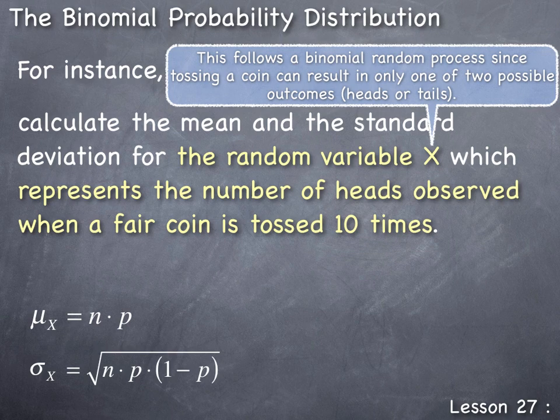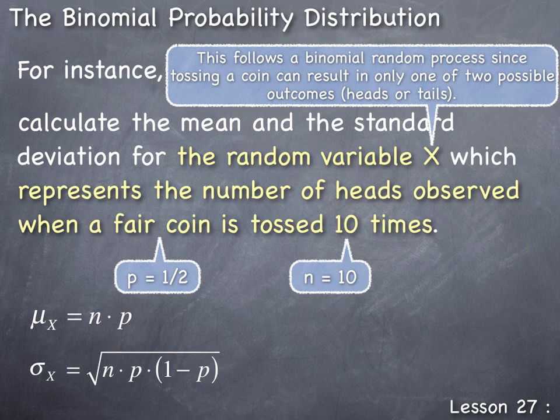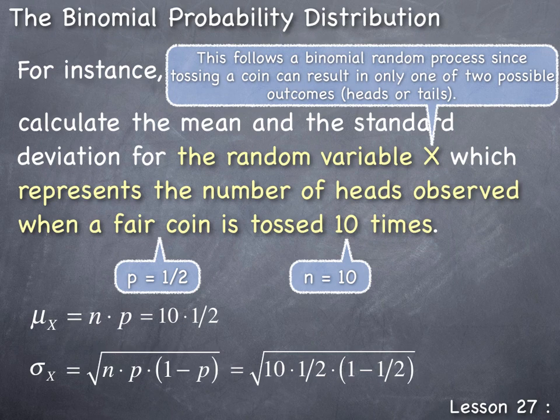N represents the total number of attempts. In this case, the coin is tossed 10 times. Hence, n equals 10. And since the coin is fair, p represents the probability it comes up heads any time the coin is tossed. P would equal 1/2. So using the values n equals 10 and p equals 1/2 in these formulas, we find that the mean, mu sub x, is equal to 10 times 1/2, and the standard deviation is equal to the square root of the quantity 10 times 1/2 times 1 minus 1/2.